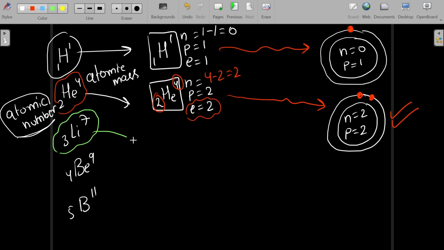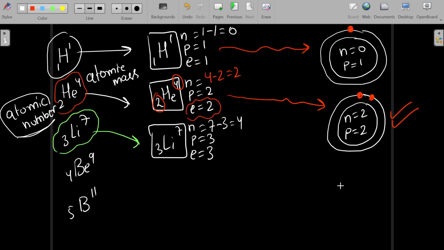So for lithium, the same concept goes, and I'll quickly make sure that we calculate the number of neutrons, protons, and electrons. So by looking at the small number, we've got our electrons, we've got our protons. By subtracting the small number from the big number, we've got our neutrons. Now, the same process. We'll declare everything in the nucleus first. So we'll go sequentially, chronologically. Now, 3 protons, 4 neutrons.